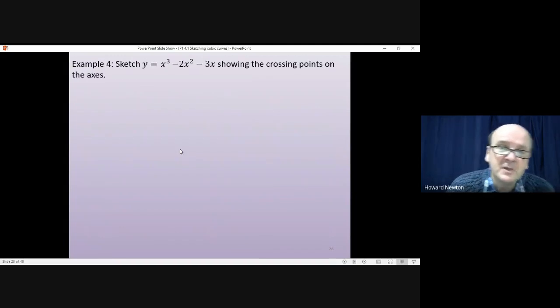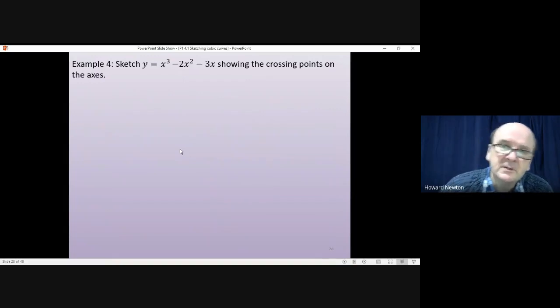Okay, example 4 gives you a little bit of work to do before you can get started. Up until now, they've been factorized for you, but this question has not been factorized. So the first thing you'll need to do is factorize that into 3 separate terms. I'll let you have a go yourself first. Pause the video and then come back to me again when you're ready.